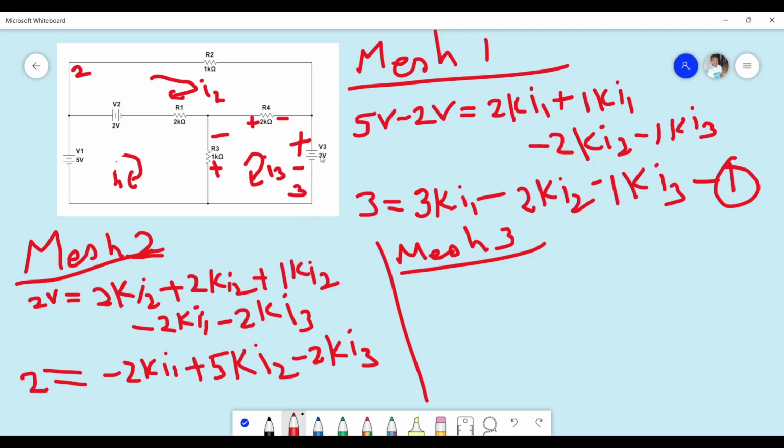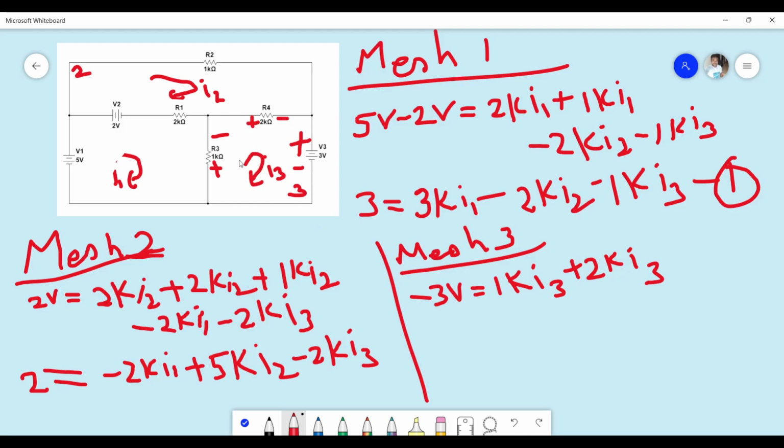Alright. So let us start from the source. The source, we can see that the current is entering into the positive and leaving the negative. So we will put it as minus 3 volt is equal to the voltage dropping values. So voltage dropping is 1k I3 plus 2k I3.